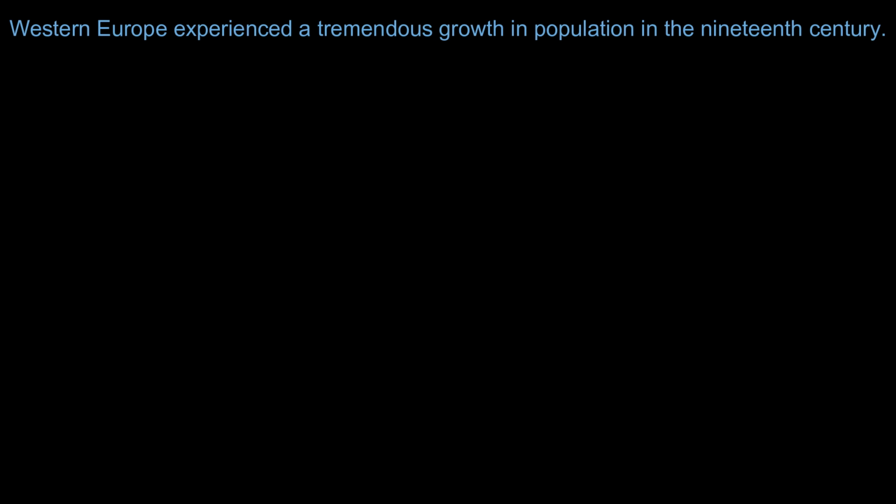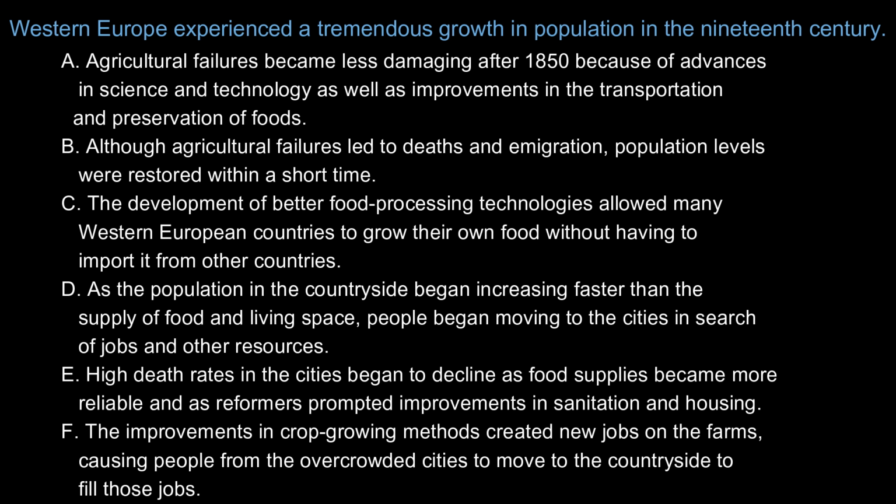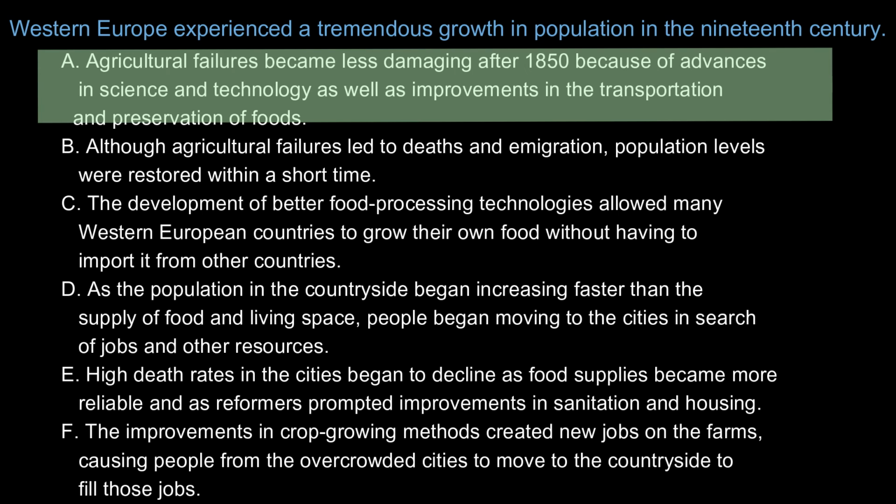Exercise 2. This is the introductory sentence. Western Europe experienced a tremendous growth in population in the 19th century. So correct options must explain how tremendous population growth was possible in Europe. A.